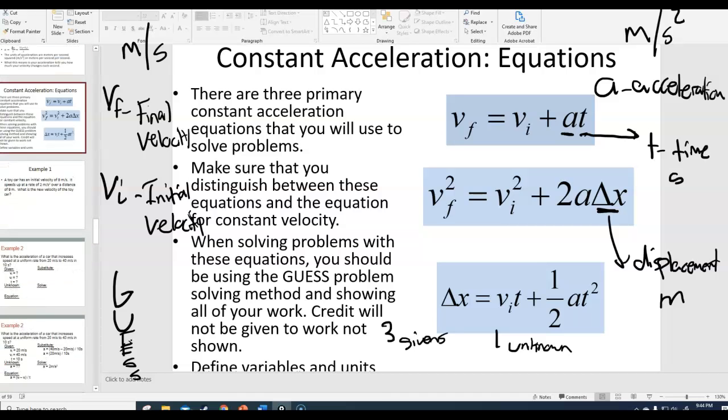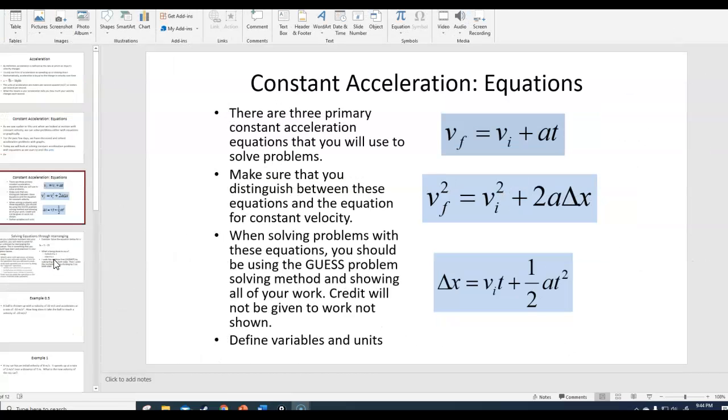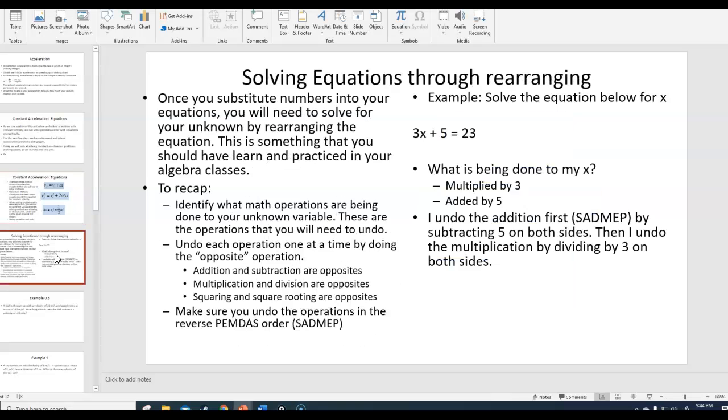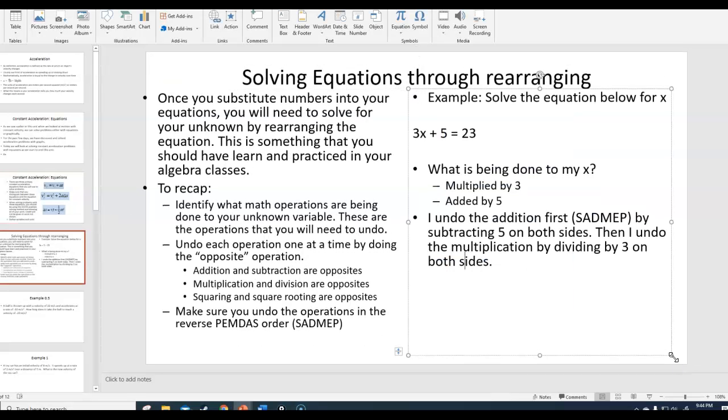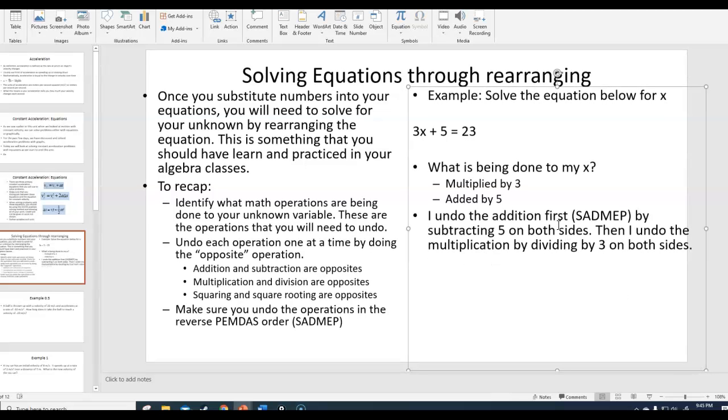Okay, so let's take a look at some examples. Okay, and actually before we do some examples, there's something I want to go over really quickly. Okay, because for the first time, we're going to have to do more algebra and really use our algebra skills in order to solve some of these problems. Okay, once you plug numbers into your equations, you're going to have to rearrange your equation and solve for your unknown. Now you should know how to do this from your algebra classes.